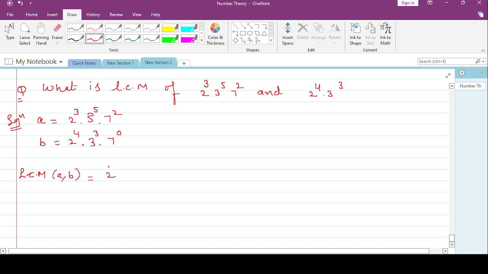So it is 2 raised to the power maximum of 3 and 4, 3 raised to the power maximum of 5 and 3, 7 raised to the power maximum of 2 and 0. Okay, so what is it? 2 raised to the power, out of these two numbers, which number is maximum? 4. Next is 3 raised to the power, out of these two numbers, which number is maximum? 5. Next, 7 raised to the power, out of these two numbers, which number is maximum? 2. So this is the LCM of these two numbers.